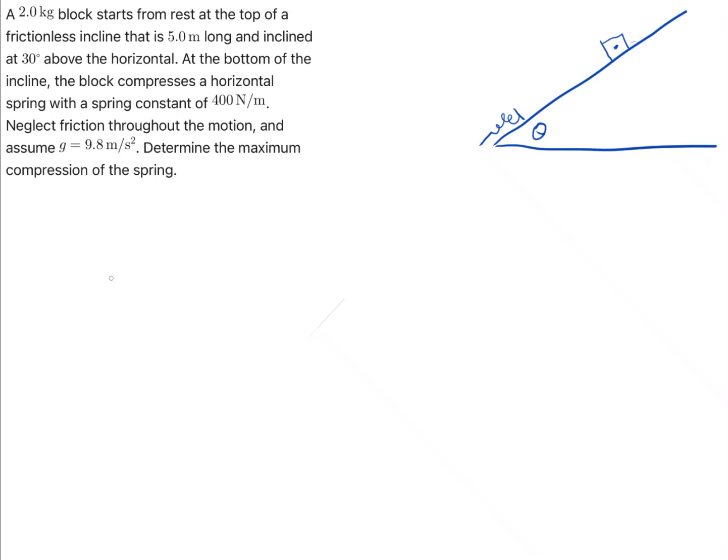A 2 kilogram block starts from rest at the top of a frictionless incline that is 5 meters long and inclined at 30 degrees above the horizontal. At the bottom of the incline, the block compresses a horizontal spring with a spring constant of 400 newtons per meter. Neglect friction throughout the motion and assume that g, the gravitational acceleration, is 9.8 meters per second squared. Determine the maximum compression of the spring.